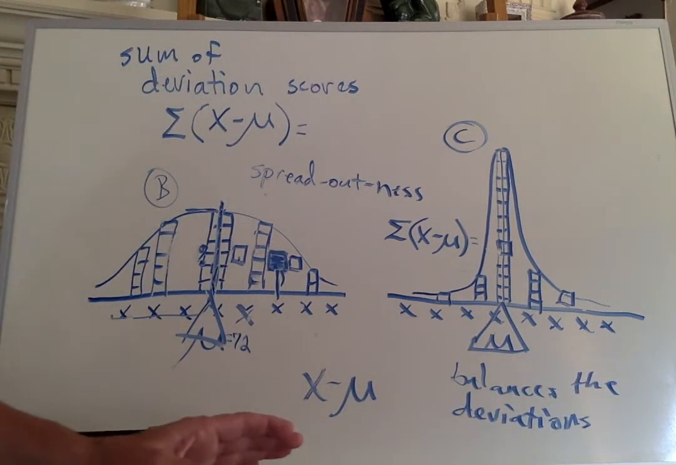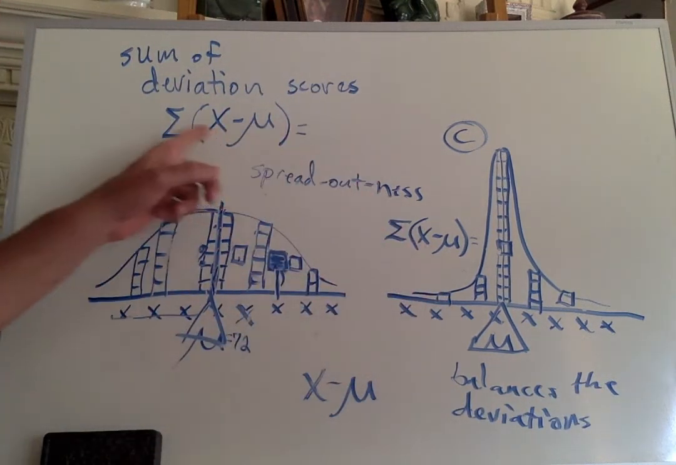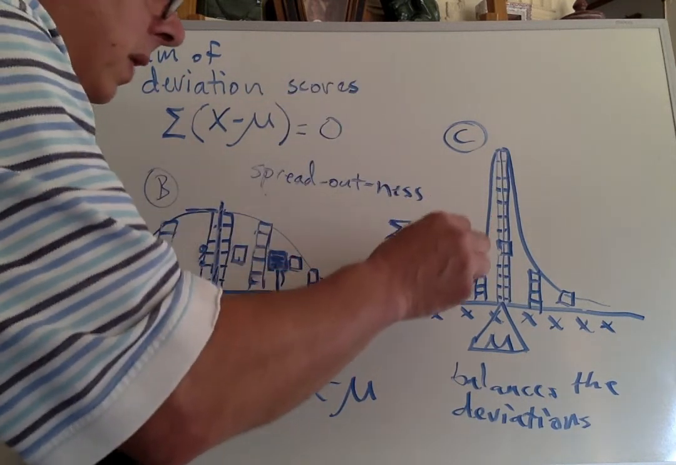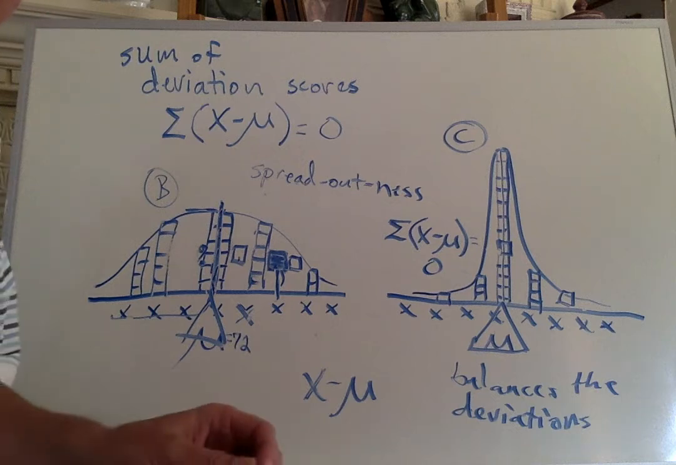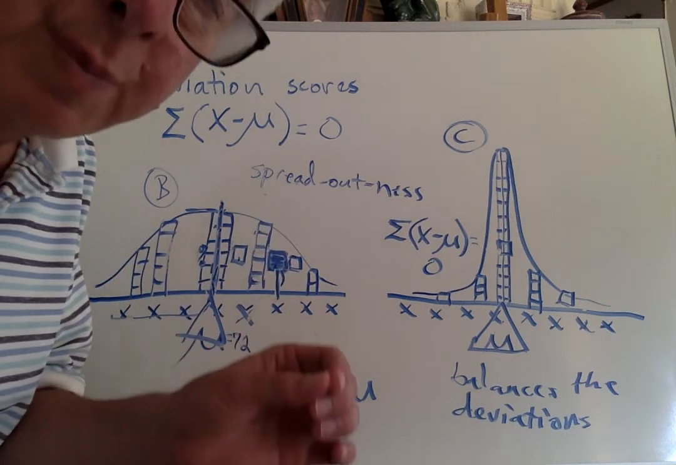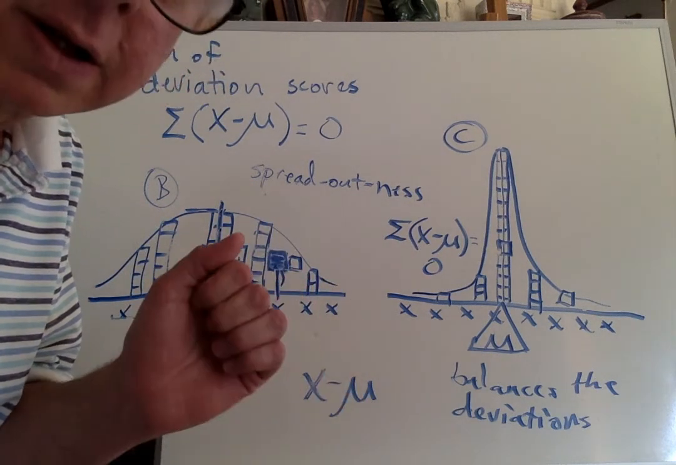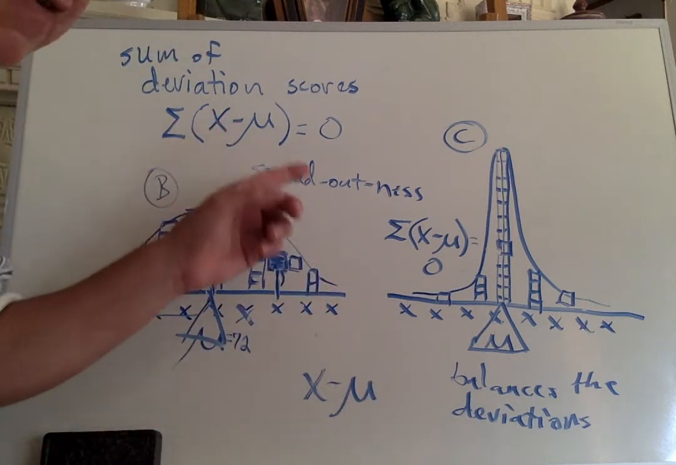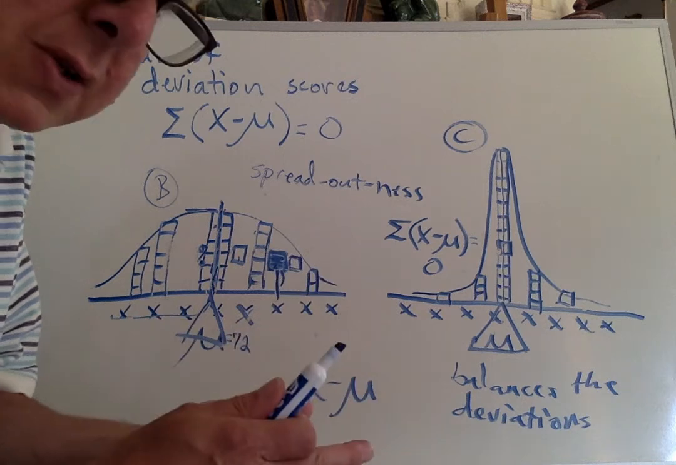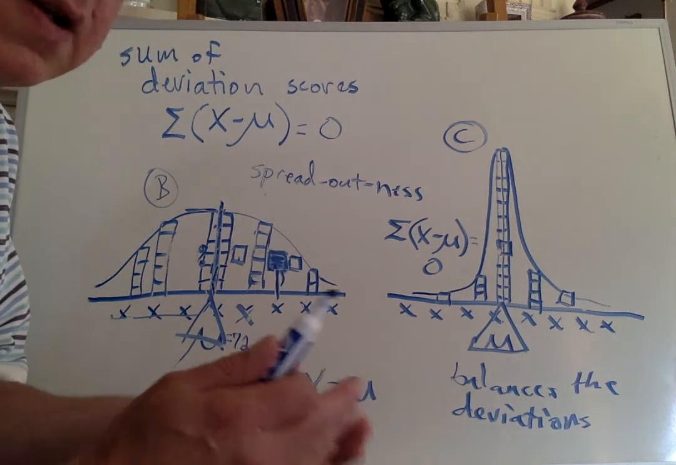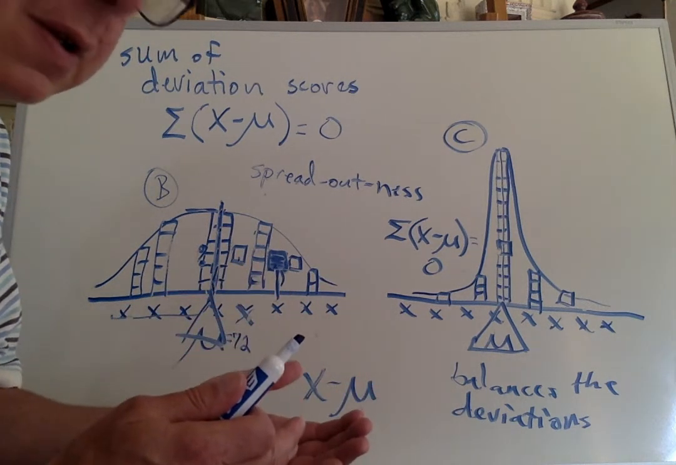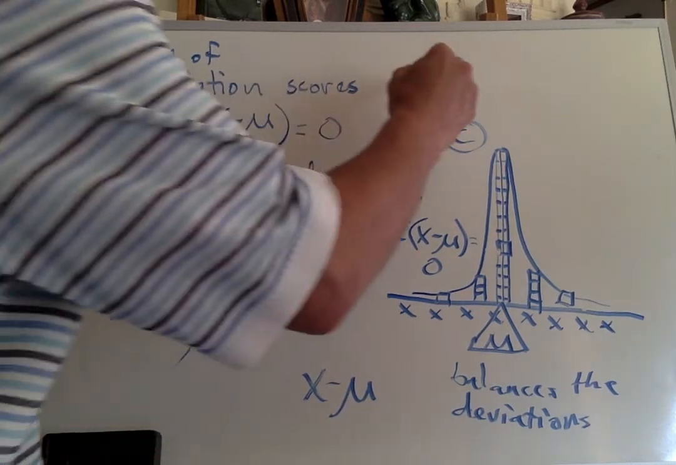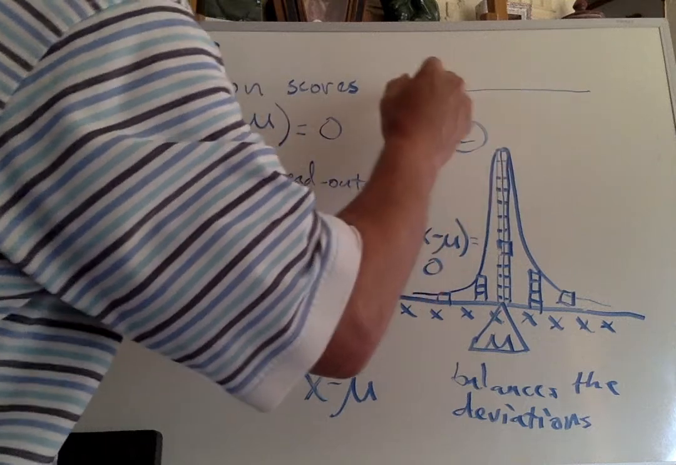And in fact, when we do the sum of deviation scores, it will always, always, always be equal to 0 by definition of the mean. The mean is at the place where the deviations add up to 0, that is, the deviations balance. Okay? But remember, folks, and I'm going to do this quickly here.